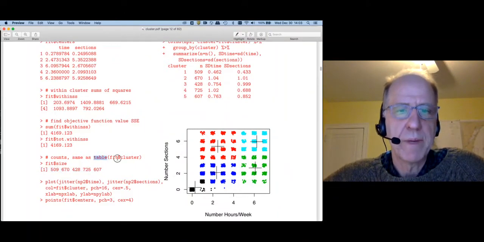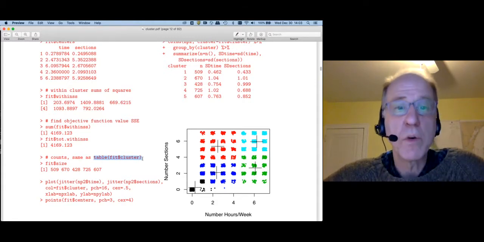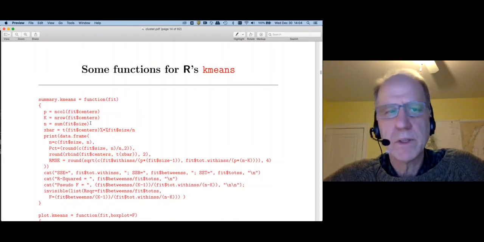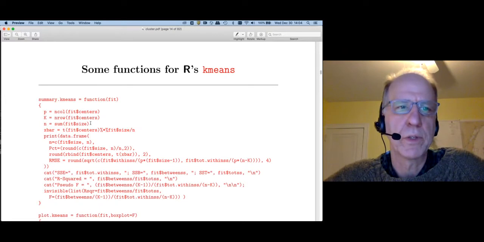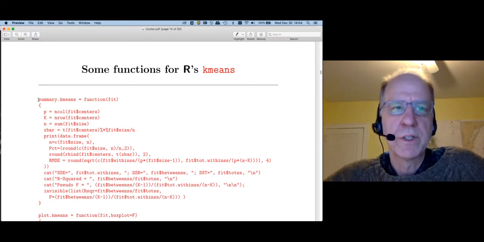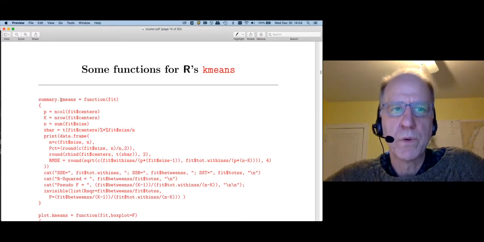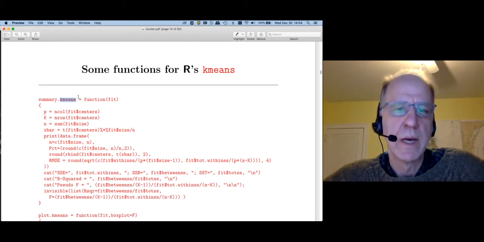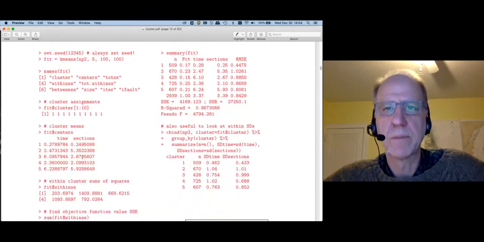So this would be the same as if I just ran a table on fit$cluster, but since this is one of the things that you always want to look at, k-means just stores it in its output. If you flip ahead a couple pages, I've written some functions that I often use when I interpret a k-means clustering solution. So there's a function summary.k-means. Whenever you type summary, it looks for the class of that object, and if this one has a class of k-means, it's going to use this code to summarize it.